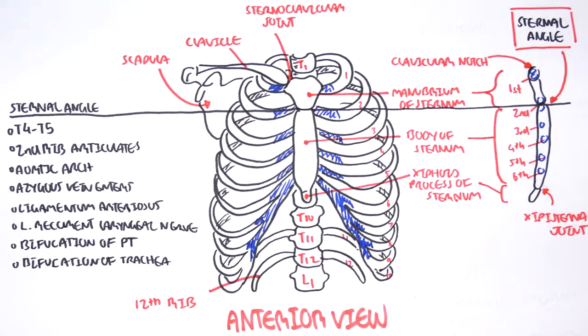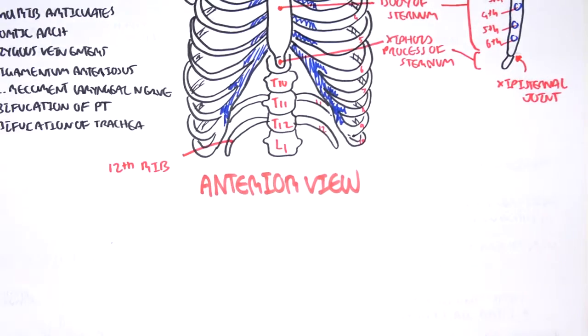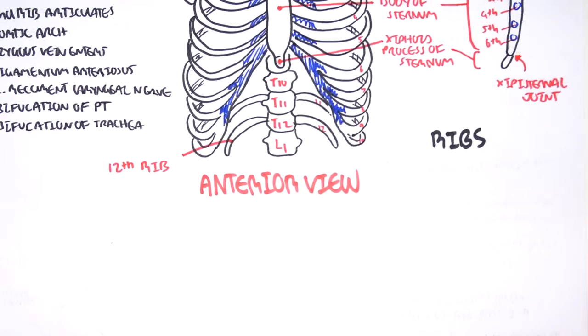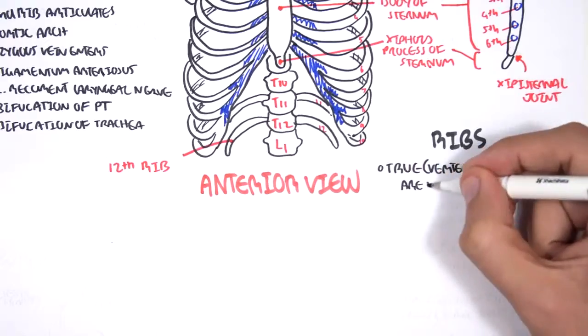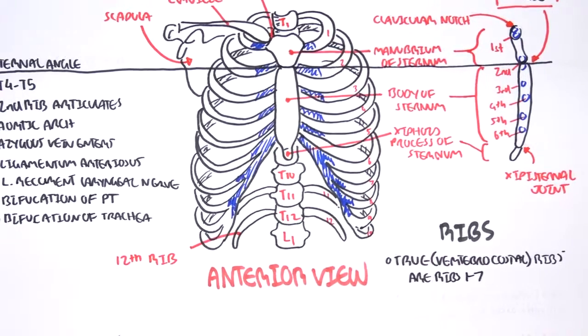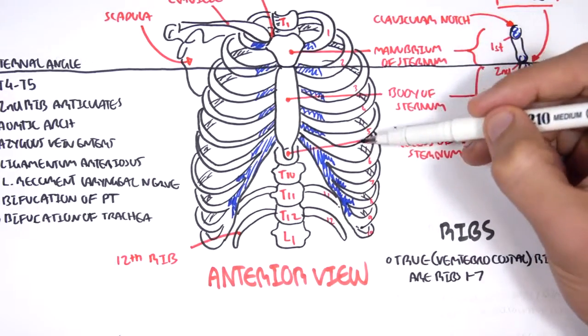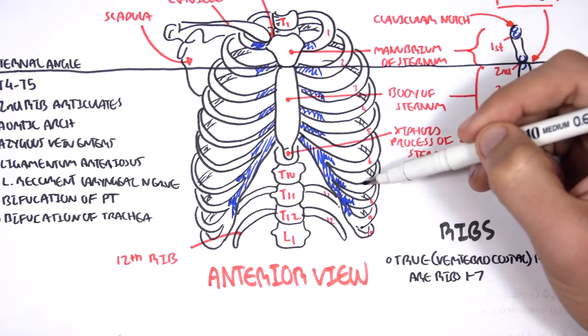Now let's talk a bit more about ribs. Ribs can be divided into true, false, and floating. True ribs are also known as the vertebrosternal ribs, which are ribs 1 to 7. These are ribs that originate from the vertebra and join to the sternum through the costal cartilages.